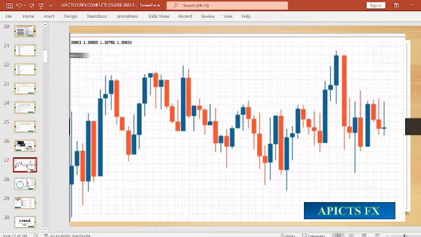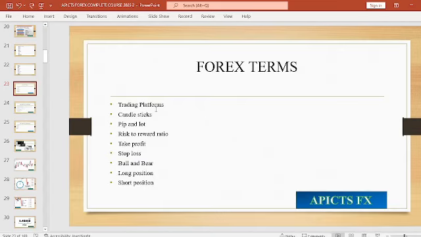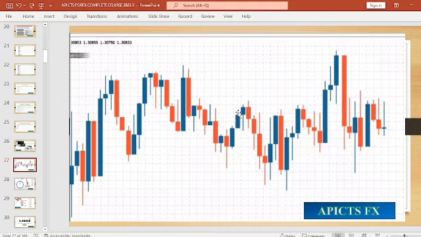So we have spoken about the trading platform. Then we'll come back to candlesticks. Candlesticks are the language of the market. It is the symbolic representation of price movement within a given period of time. You need to understand that in the forex market, we are trading time against price. Time against price, and that is how beautiful it is.